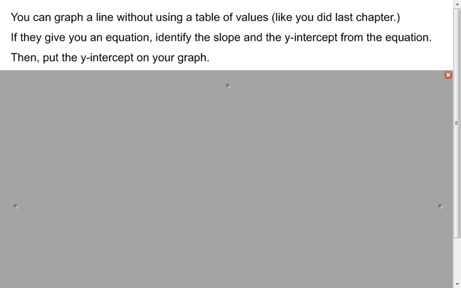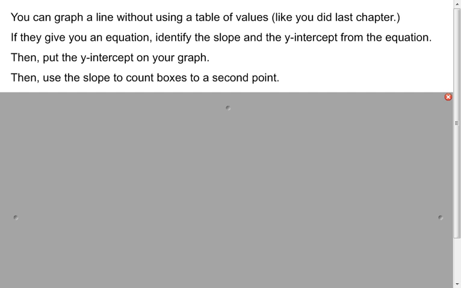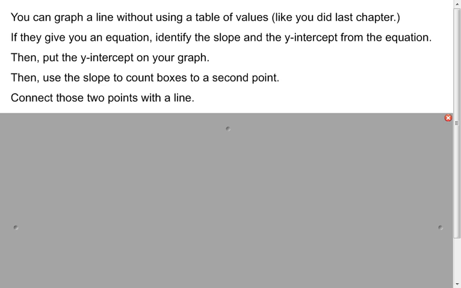Then put the y-intercept on your graph. Then use the slope to count boxes to get to a second point. When we were figuring out slope earlier, they gave us 2 points, and we counted to figure out what the slope was. Now we're starting with 1 point, using the slope to count to find where the second point should go. So it's kind of the same thing we did in section 1, but backwards. Okay? Then last, you connect those 2 points with a line.